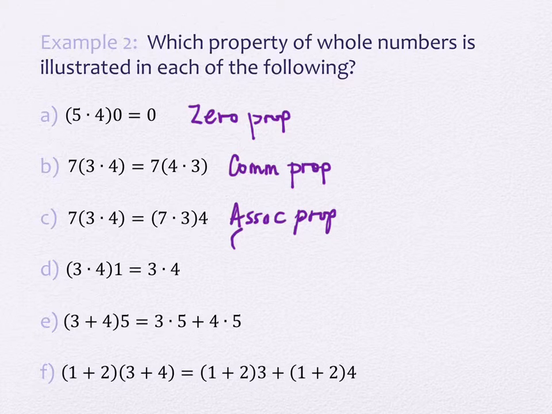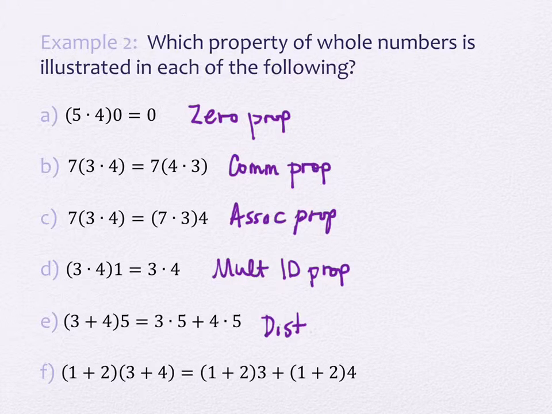All right, so what did you guys get for D? Yeah, it's the multiplicative identity property. Yeah, that'll be okay. Identity property of multiplication is fine. How about E? That one's distributive. And F? It is a property, actually. It's funny looking.